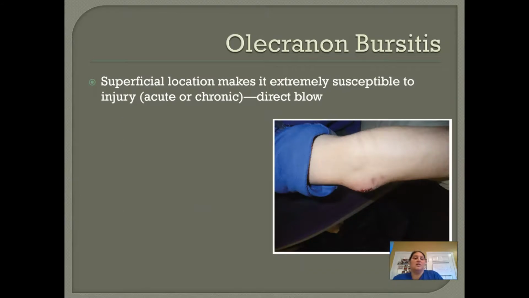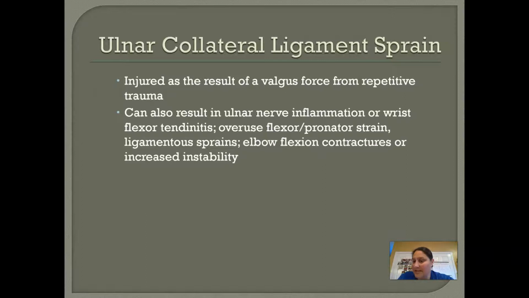Okay, this is the picture that's in your guys' book. You can tell there's a little bit of abrasion here. It's starting to get more of a bursitis. I've seen it where it's much larger. So something to take note of.